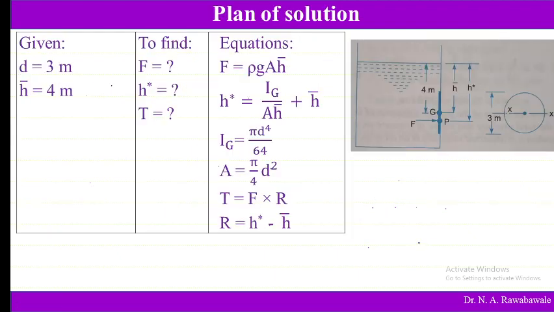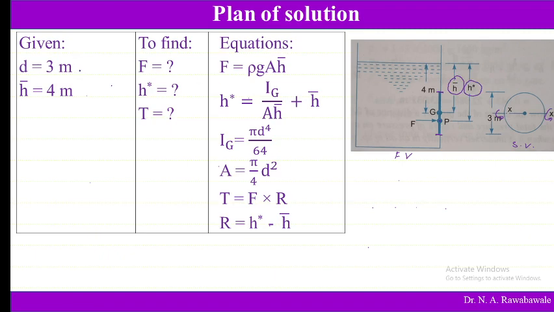So here we will see this diagram. This is a tank and it has got a circular hole of diameter 3 meter. This is a side view and this is a front view. So this is center, and this disc is free to rotate about this horizontal diameter. Let the point P is the point at which the total pressure acts or force acts, which is below center of gravity. So distance of center of gravity from free surface is h bar, whereas distance of center of pressure from free surface is h star.